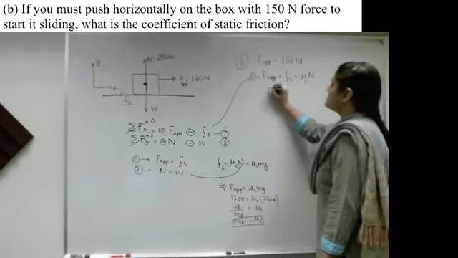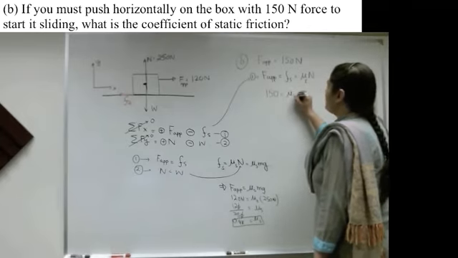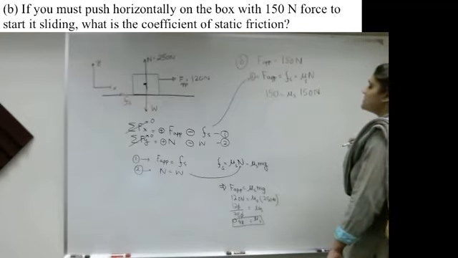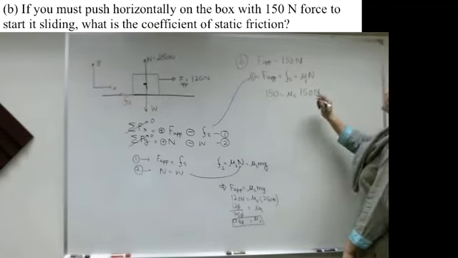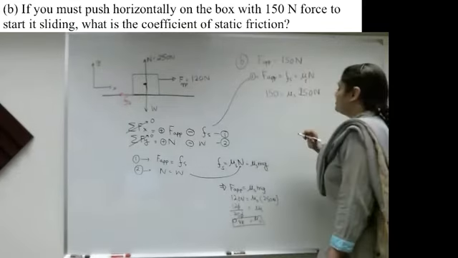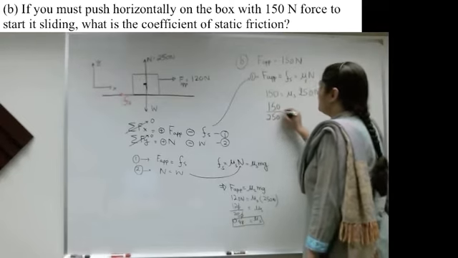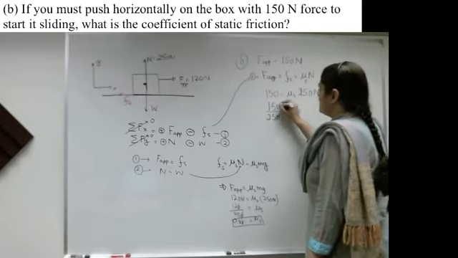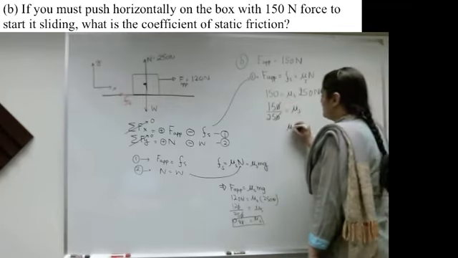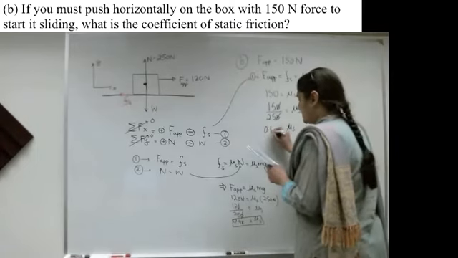Okay, so this means F applied is now equal to 150 equals mu S times N. Oh no, it's 250. What am I talking about? Okay, so this is 250. I applied it in this, so it'll be 150 divided by 250 equals mu S. This gets canceled with this. 15 divided by 25 gives me the value 0.6.